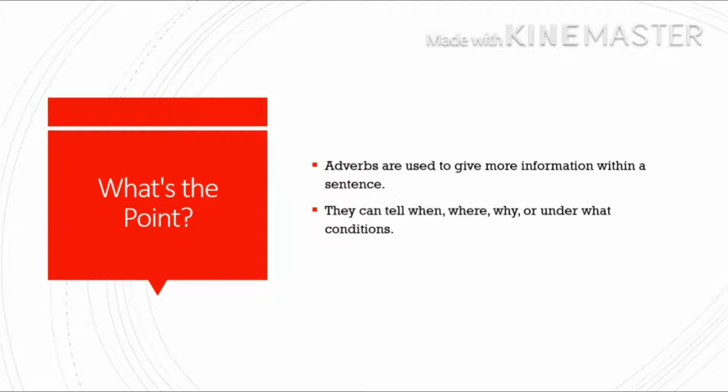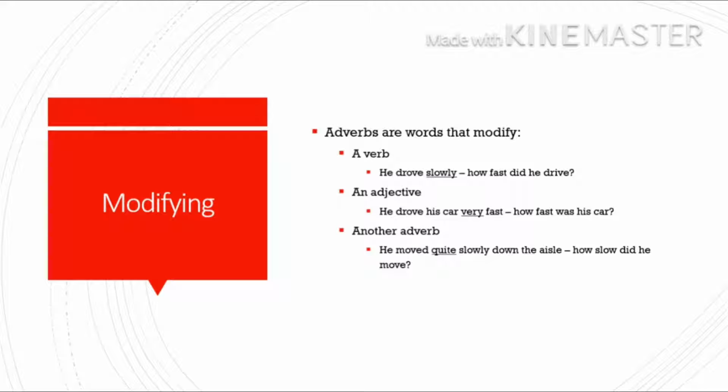The point of adverbs. Adverbs are used to give more information within a sentence. They can tell when, where, why, or under what conditions or circumstances. Adverbs are words that modify verbs, adjectives, and other adverbs. The examples below demonstrate the conditions or circumstances within a sentence.